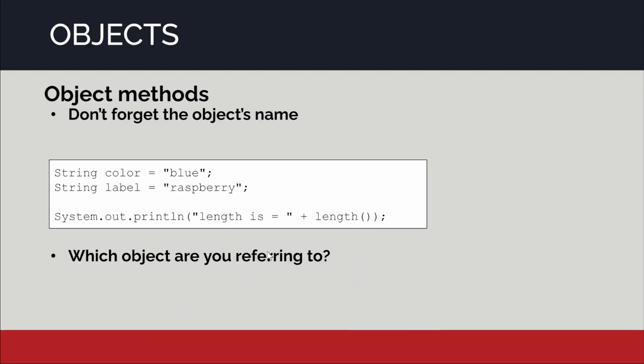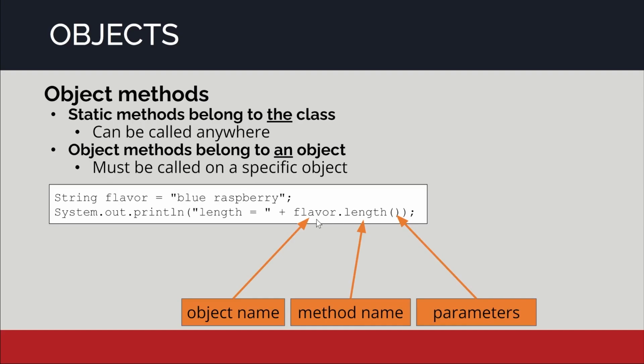All right, so yeah, on that note, do not forget the object's name when you're calling an object method. So if I wanted to know, like, what's the length of a string? Well, if I just call length, well, what object are you referring to? Like, do I mean the length of the color string that has 4 letters, blue, or the label string, which has more letters? I'm not going to count them right now. And that's why you have to use the previous slide syntax, where you say the object name and then the method.